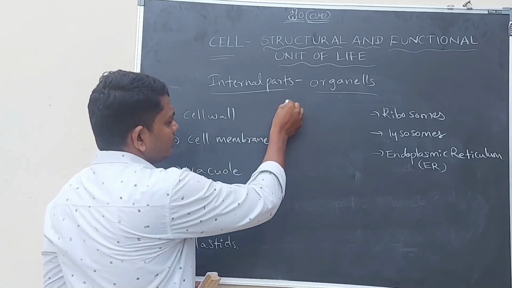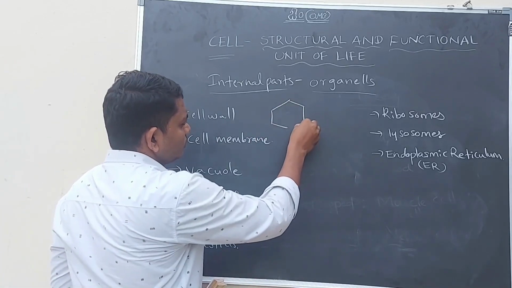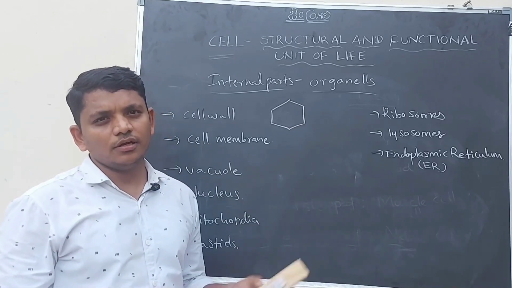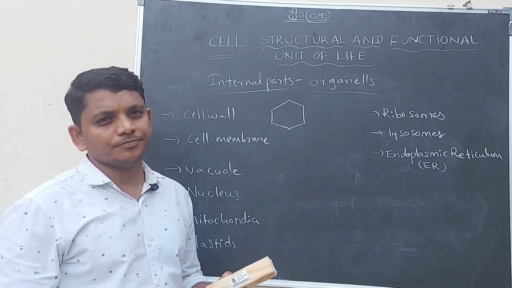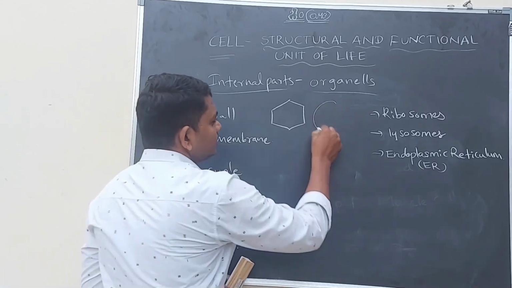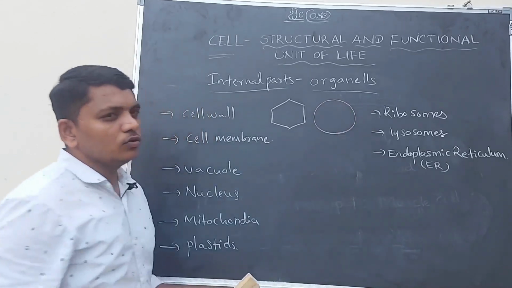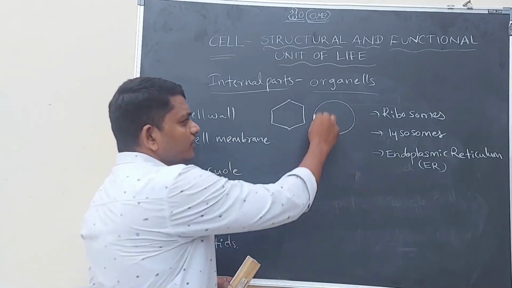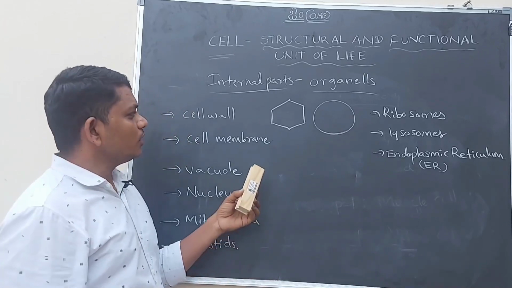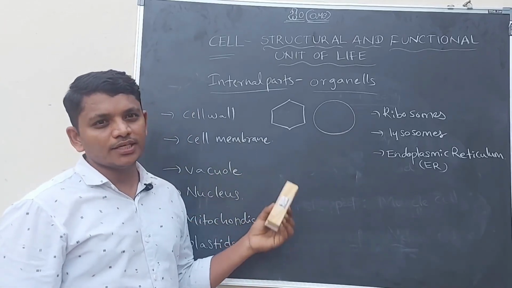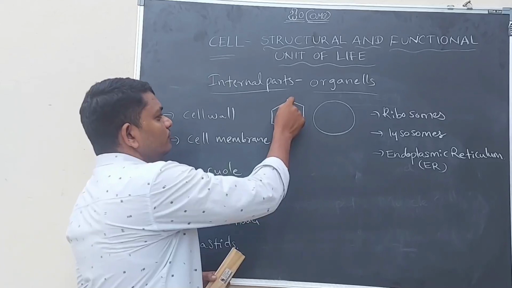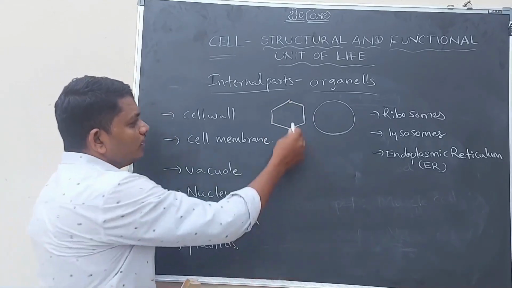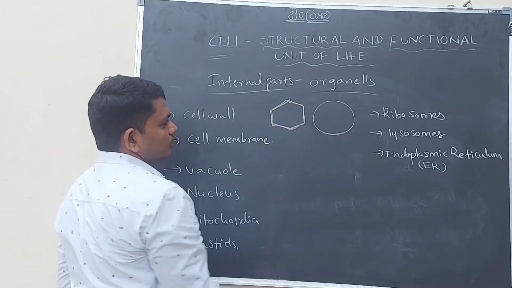Due to the presence of the cell wall, this may be the general structure of the plant cell. This is the general structure of the animal cell. So always we show the animal cell in circular shape. Whereas if you are writing or telling about plant cells, we have to draw the structure of the plant cell like this, hexagonal shape, right? So here it is a plant cell.